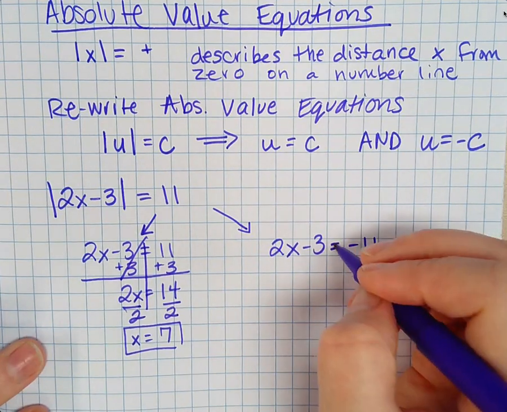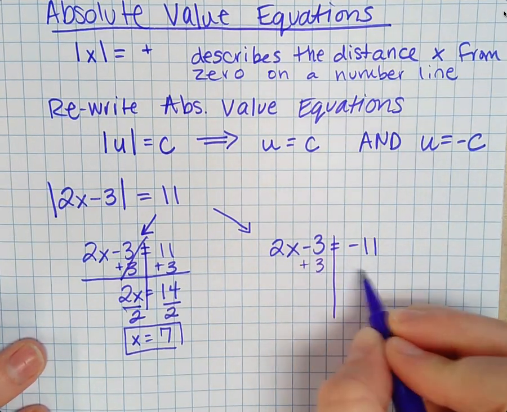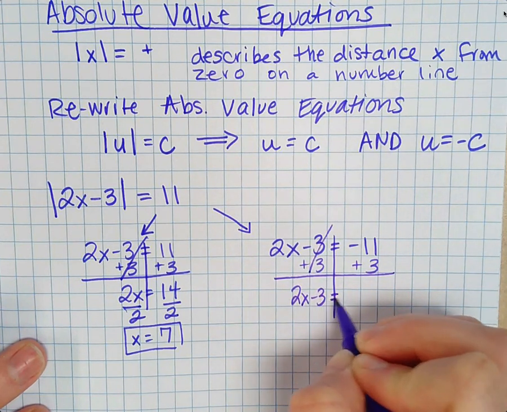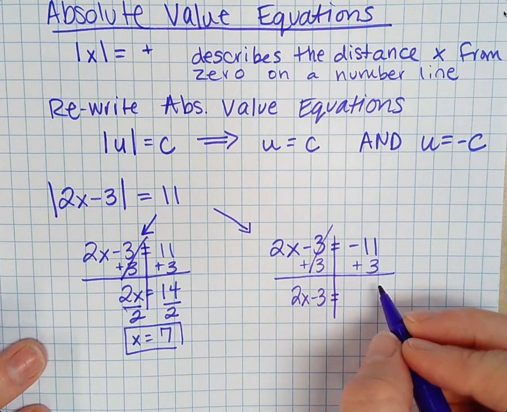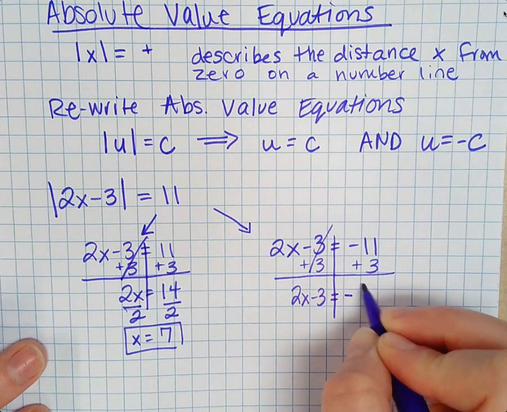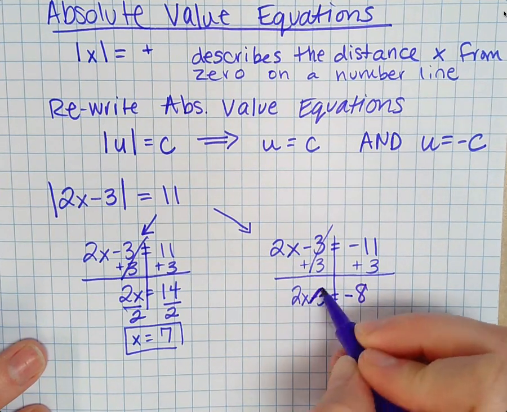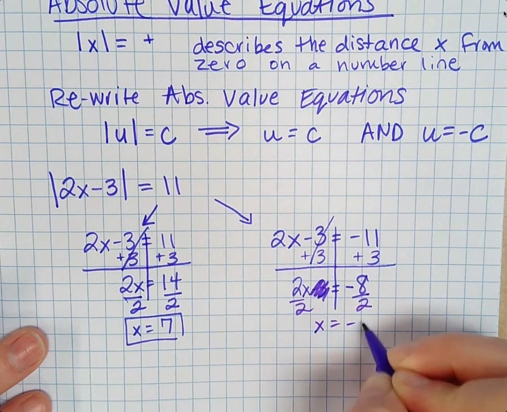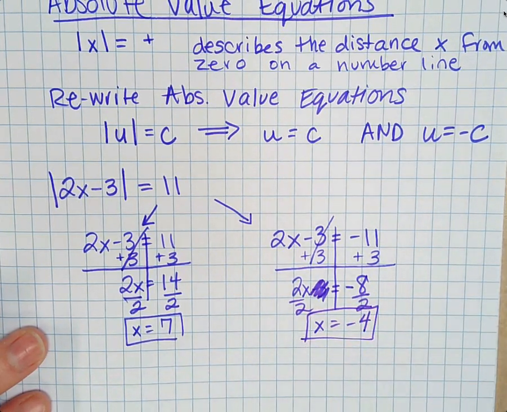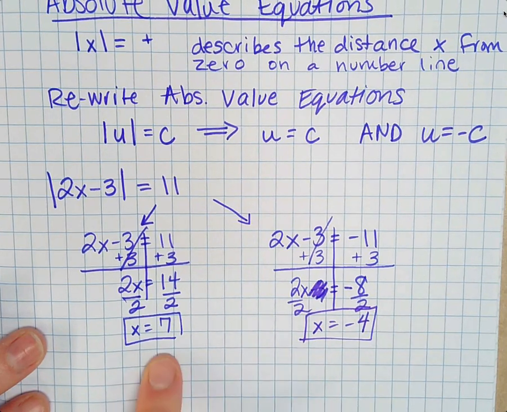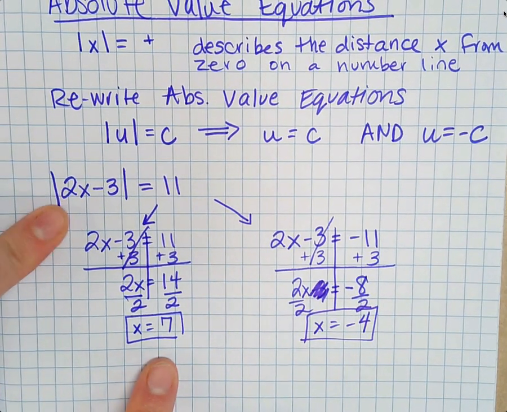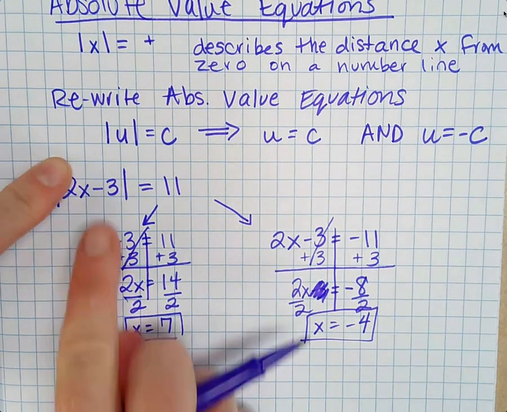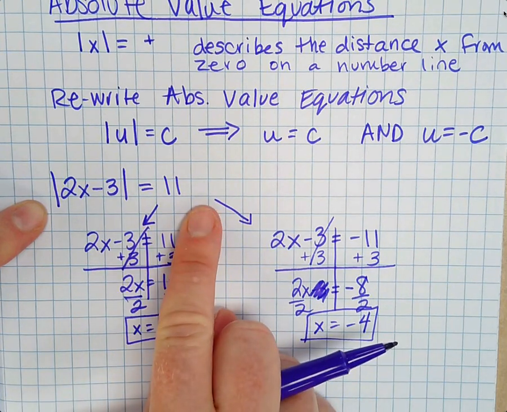And then you could solve the other equation, add 3 again. But this time negative 11 and a positive 3 is negative 8. Oh, why did I do that? That should be gone. Then divide by 2. So x equals negative 4. So no matter if you put in negative 4 or positive 7, it'll come out to 11 or negative 11 inside here, which if you take the absolute value, you get a positive 11.